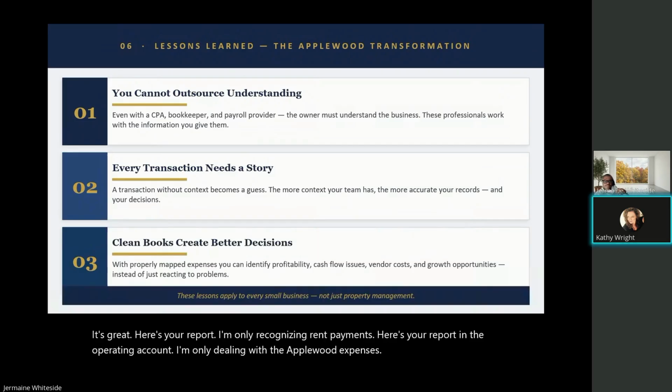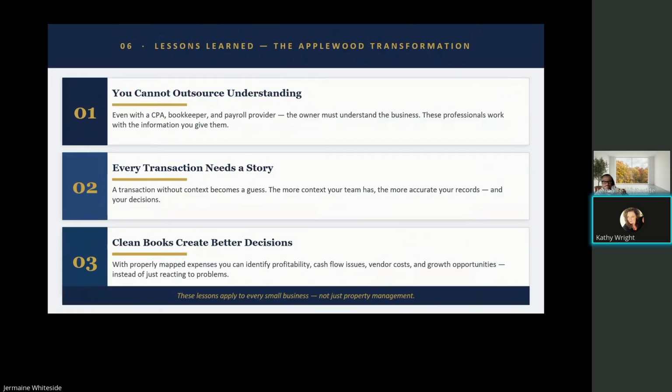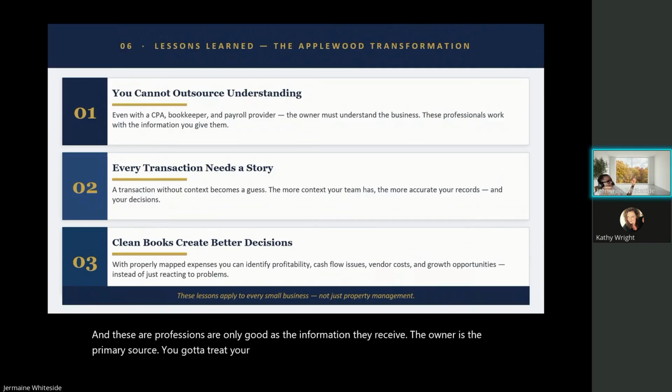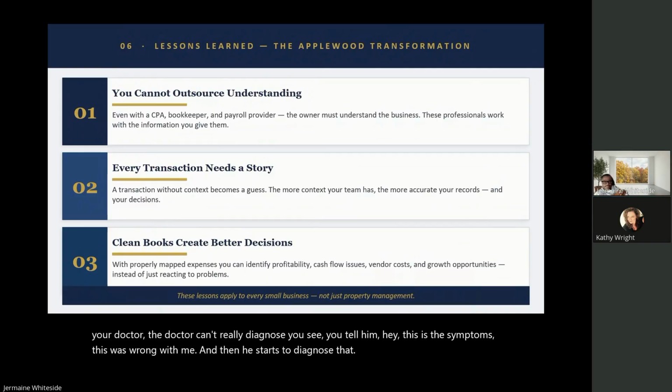Basically, when I had my CPA and bookkeeper, I realized I had to be the one who understood what was happening in my own business. And I didn't. I thought I did, but I really didn't. And these professionals are only as good as the information they receive. The owner is the primary source. You've got to treat your bookkeeper and accountant just like your doctor. You go to your doctor, the doctor can't really diagnose you until you tell him, hey, these are the symptoms, this is what's wrong with me, and then he starts to diagnose that. Right.